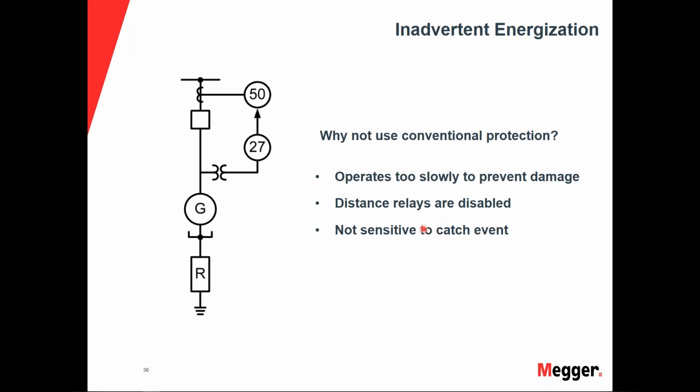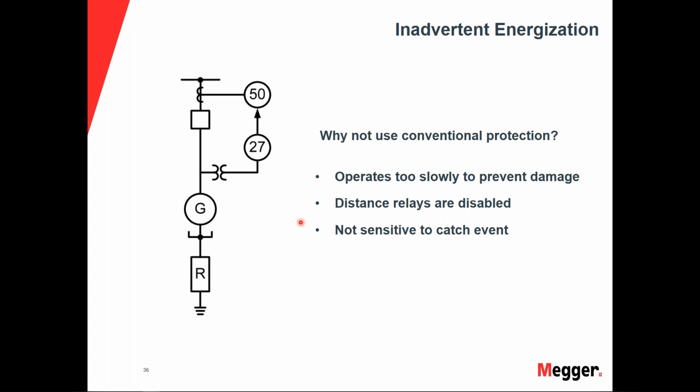How about that? So what I was going to say is the conventional protection. Why can we not use something else besides the 50 and the 27 element? Well, it won't operate in a timely manner in order for us to catch it. The element won't actually catch it quickly enough to cause the least amount of damage to the actual rotor, to the stator, to the unit, to the turbine blades.